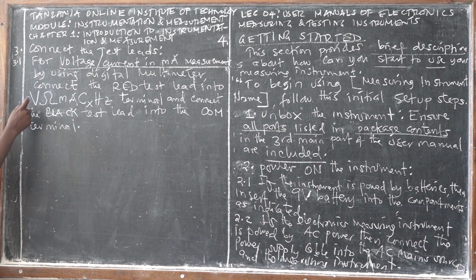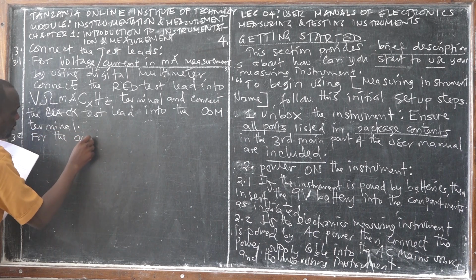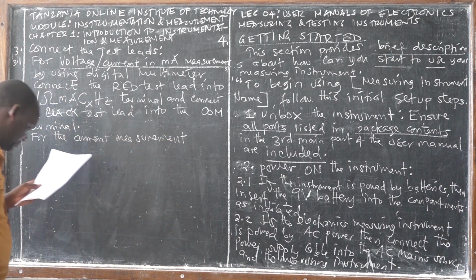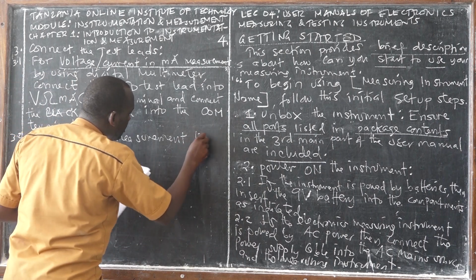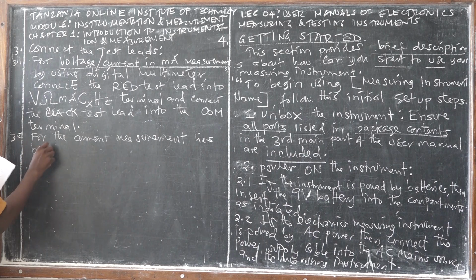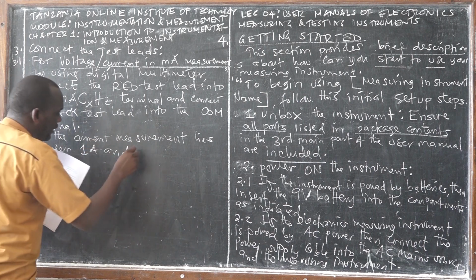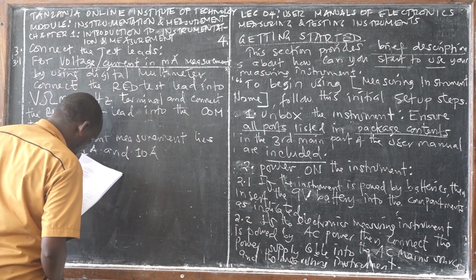When you talk about voltage, this is the voltmeter, right? When you talk about current, this is the milliammeter. Are we together? But in addition, for resistance, we are going to discuss resistance measurement and also some other issues. 3.2. For the current measurement, the current lies between 1 ampere and 10 ampere.